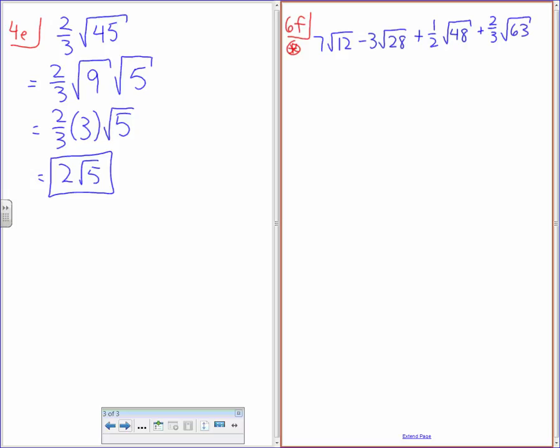Can someone be brave that has not raised their hand? Chris, you're out. Luke, you're out. Somebody new. What is 7 root 12? What do you do with the root 12, please? Make them 4 and 3. 4 and 3, very good.